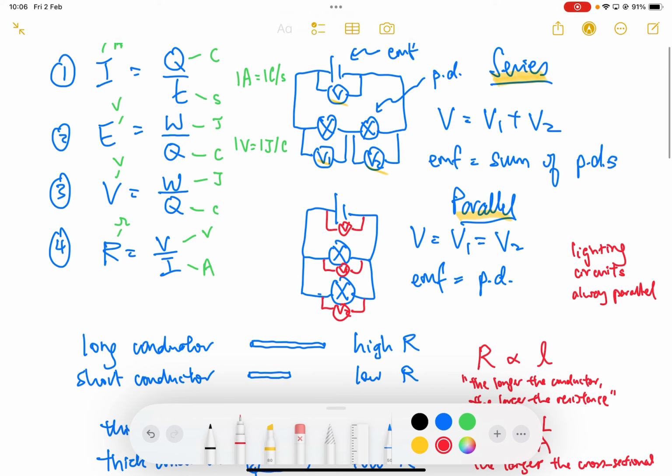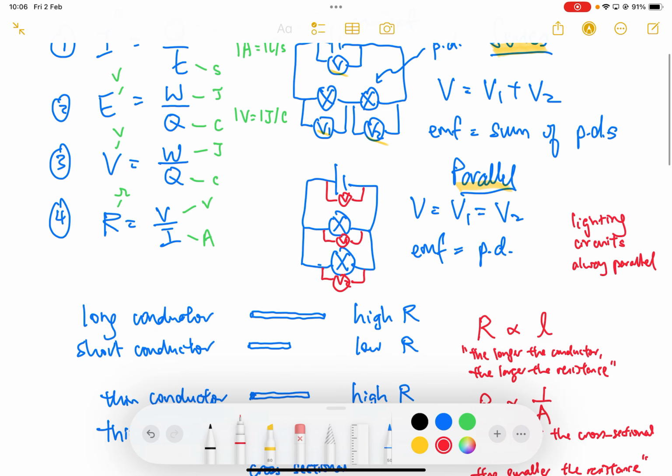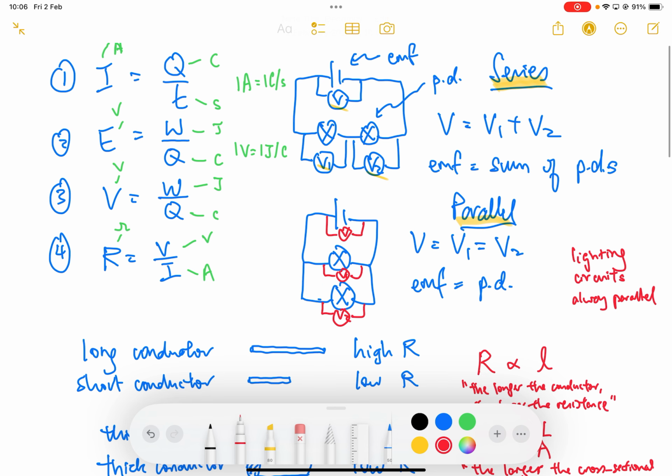Any questions so far? Actually, this part is next chapter, DC circuits. But because it's related, I just mentioned it now. So when we come to DC circuits, it'll be easier for us. Okay, I'll move on, Ken.